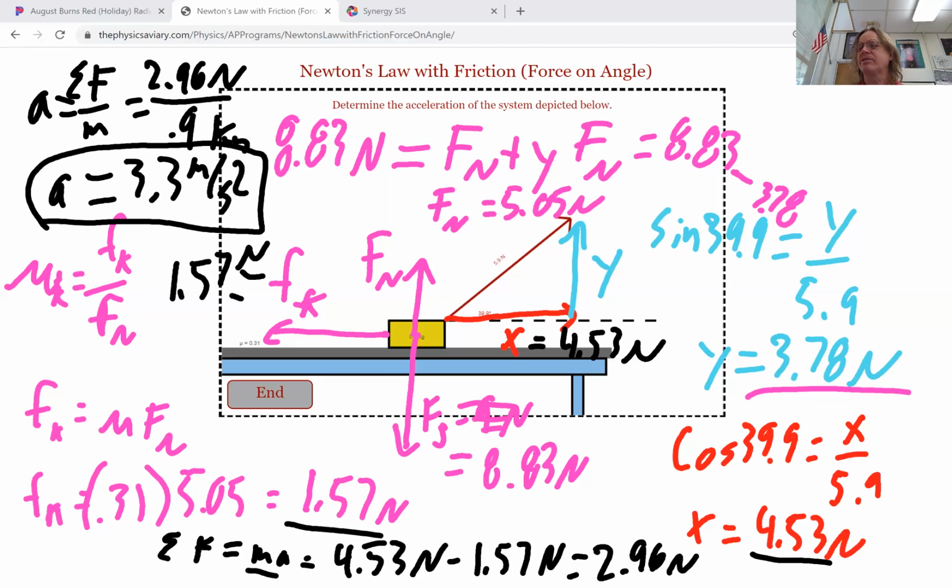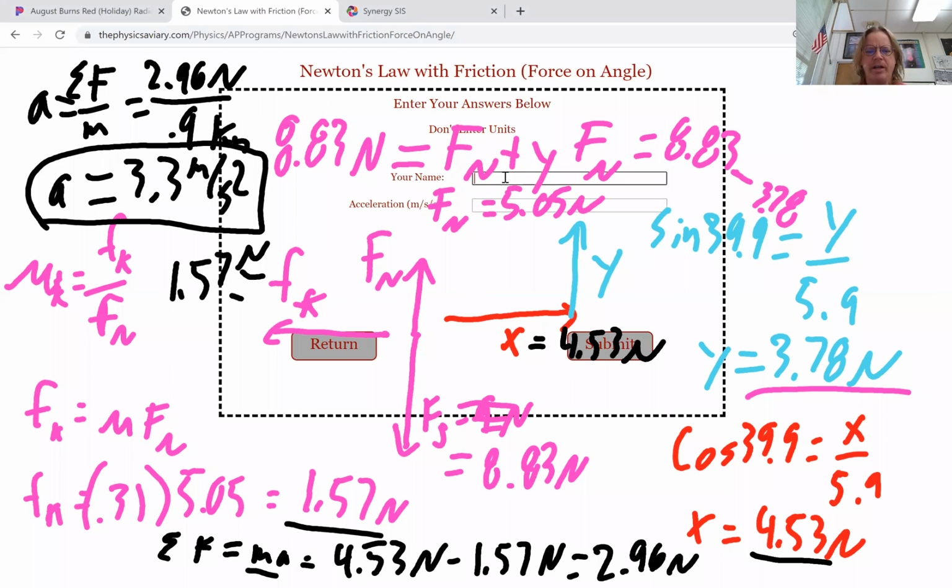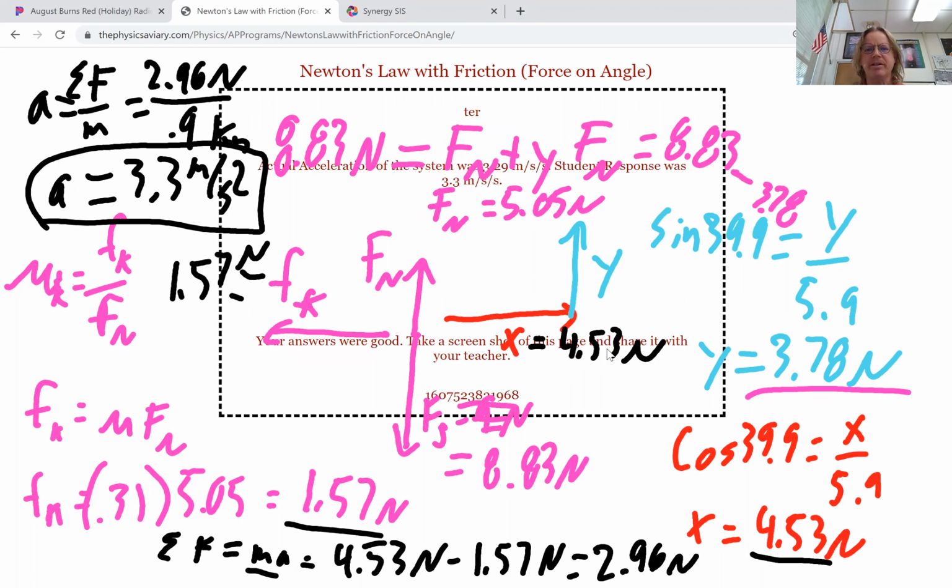Oh, I have to undo this thing. Entering my name, and my acceleration is 3.3. Want my points now. Submit. Acceleration of the system was 3.29. Yeah, you only had 2 sig figs, pal. You're kind of overdoing it. So the answer is, in fact, 3.3. My answers are not good? They're great. All right, guys, that's how you do this one.